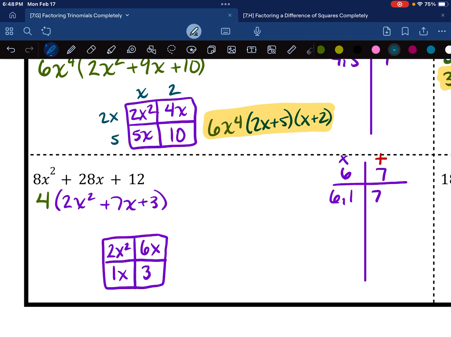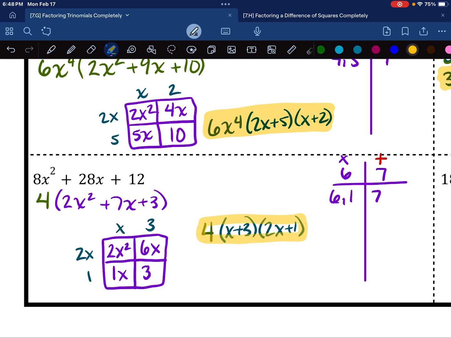And then when I take out my GCF, I have a 2x, a 1, an x, and a 3. So my final factored form, okay, is the GCF that I took out in the beginning, the x plus 3 from up top, and the 2x plus 1 from down the side.